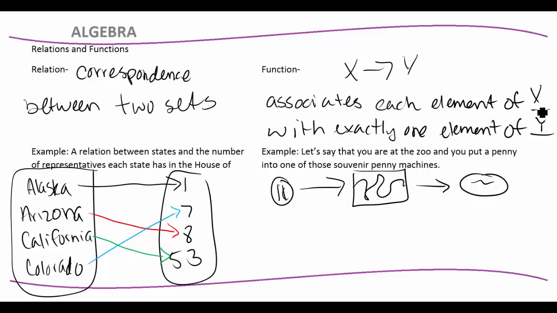To make sense of this definition, let's think of a real-world example. Let's say you're at a zoo and you put a penny into one of those souvenir penny machines. This is actually an example of a function. Here, our original penny that we start with is our input. The machine is our function. And the souvenir penny, the flattened penny, is our output.